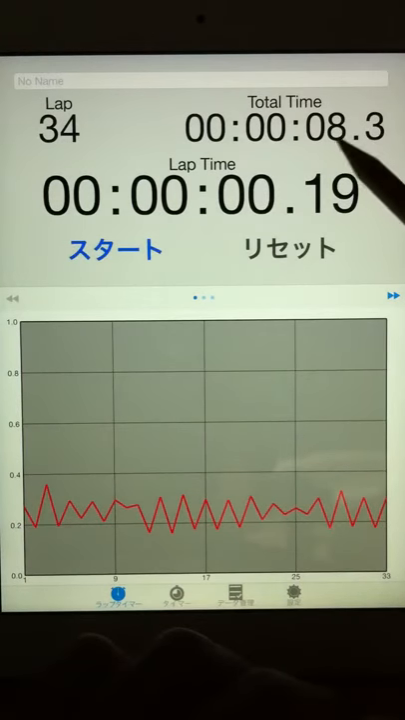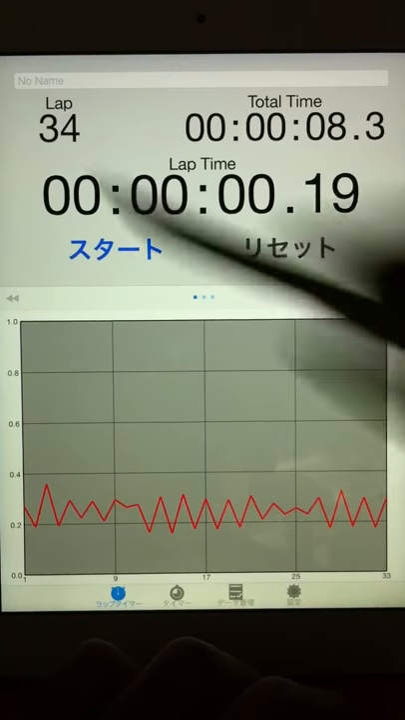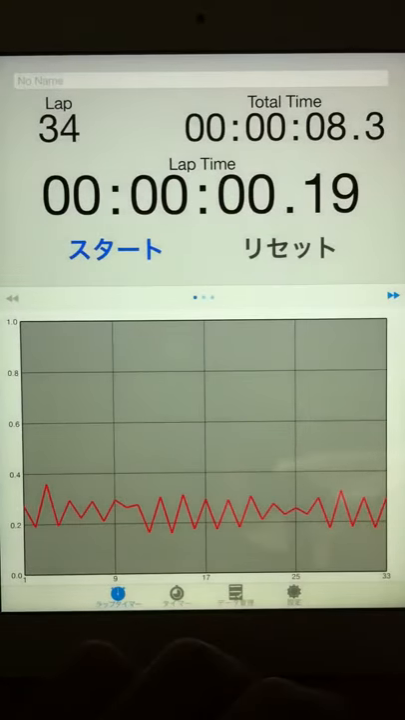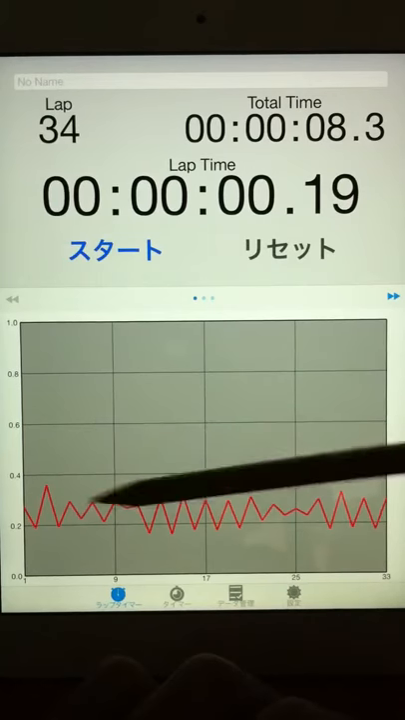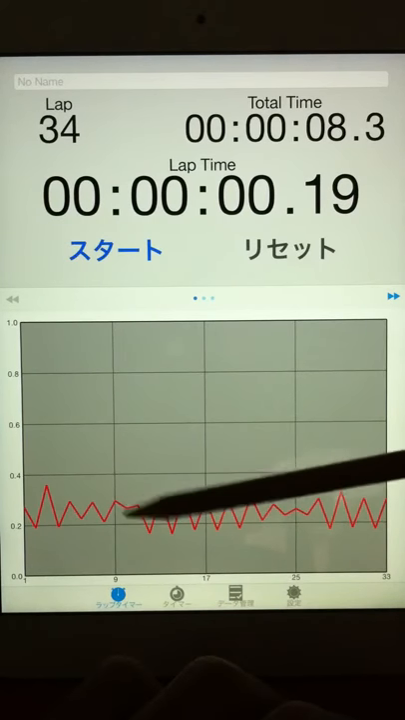Today, 8.3 seconds divided by 3-4 laps, multiply 2 equal 0.6 second for 1 minute.